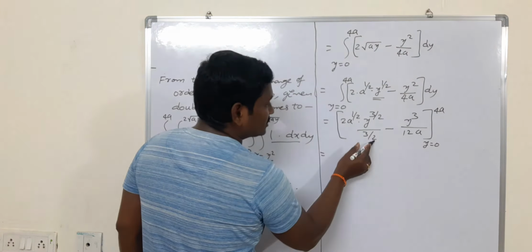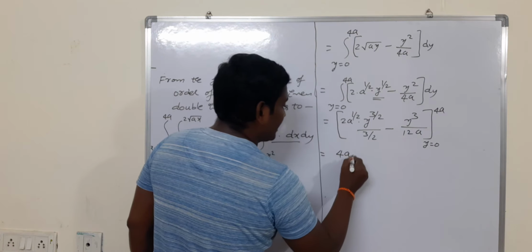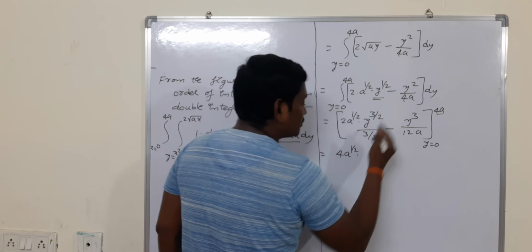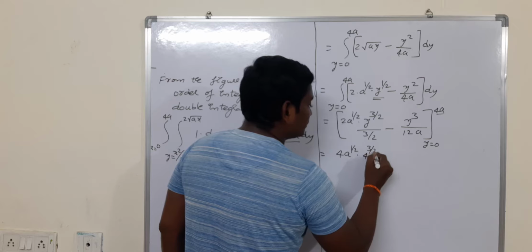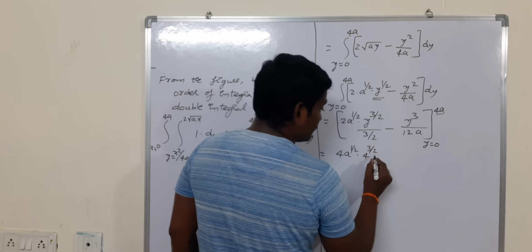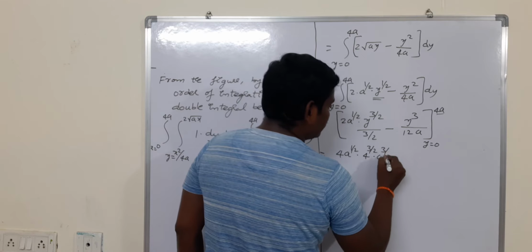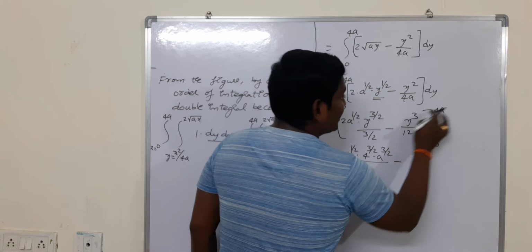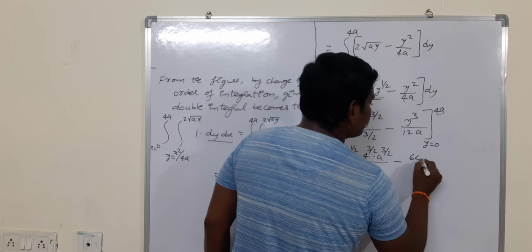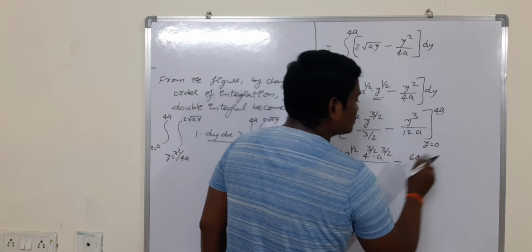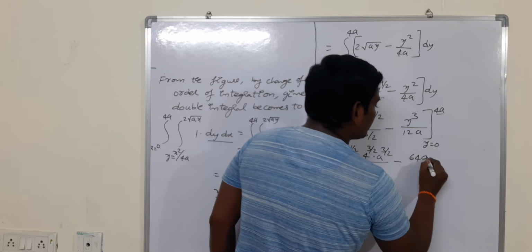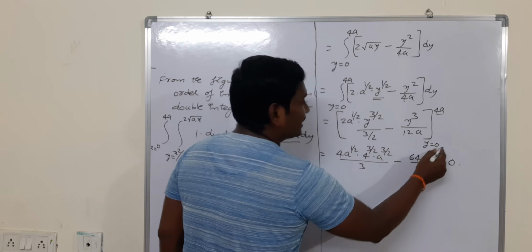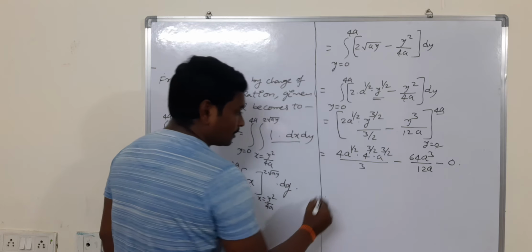Now this can be written as 2 2s are 4, a power 1 by 2. Replace y by upper limit 4a. So you will get 4 power 3 by 2 into a power 3 by 2 by 3 minus 4a whole cube. So 4 cube means 64. 4 4s are 16. 16 4s are 64. A cube by 12a minus 0. By applying lower limit, every part becomes 0.